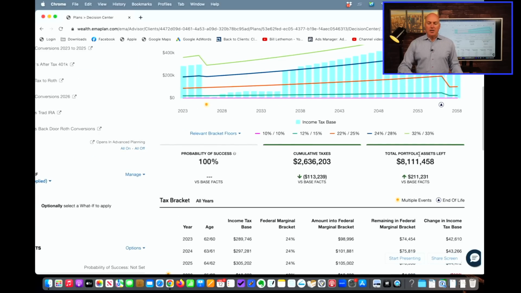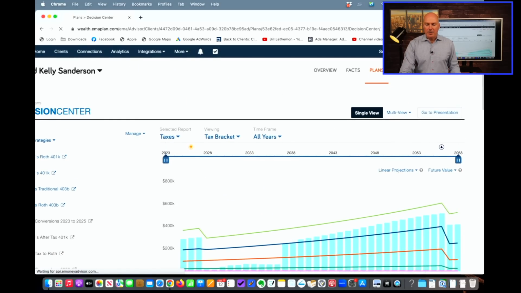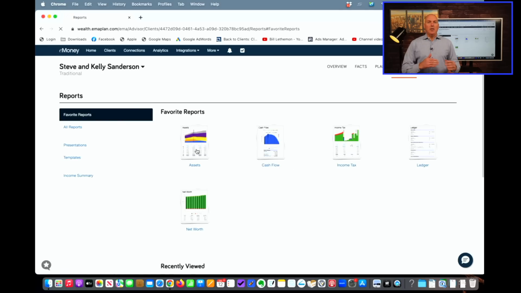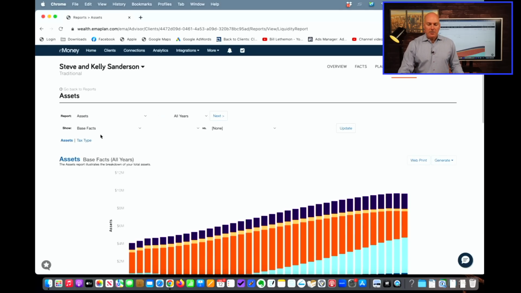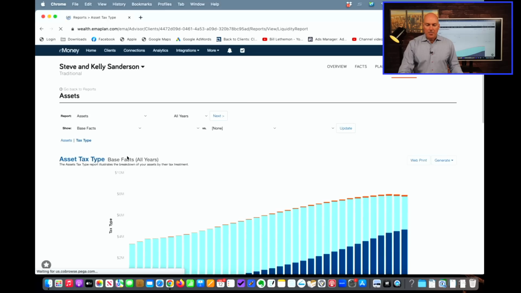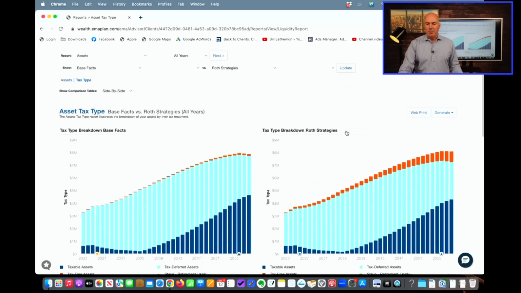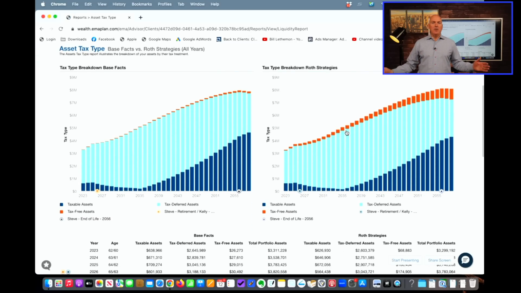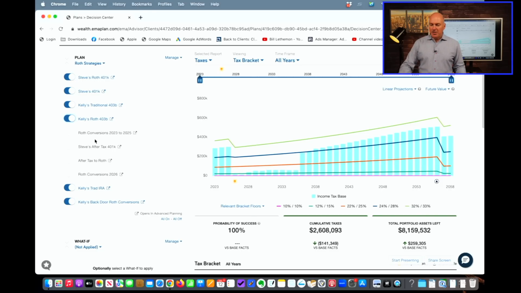If we start looking at things like that asset report, if we go back to that for just a second, we can see that they're starting to build up a little bit more into that Roth category, that Roth bucket. So we'll turn that on and compare that Roth strategy to our base facts. That's another thing I really like about the software: we have the ability to put these different scenarios together and then compare them to our base facts, kind of like a science experiment where we have a control group and we can change one variable to see what the impact is going to be on one simple thing. So a little bit of incremental improvement there.